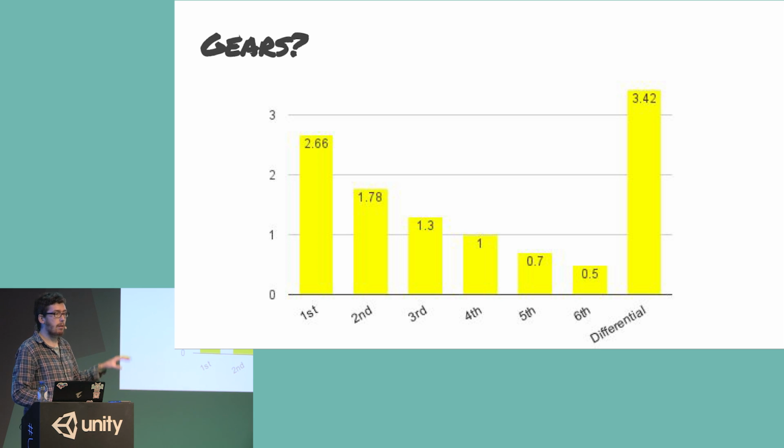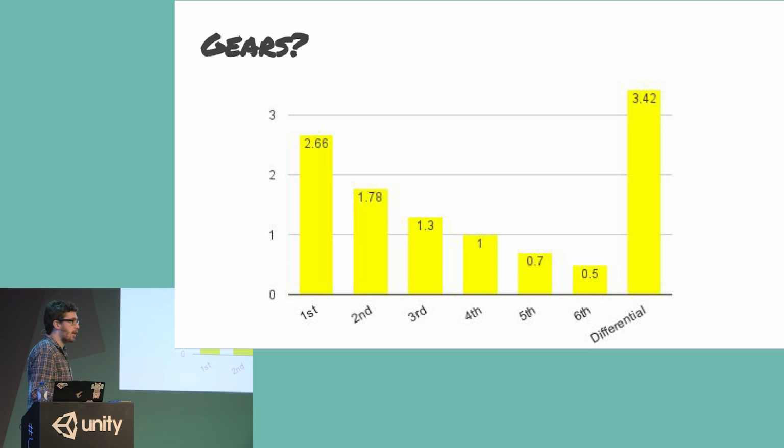The gear ratios in that car. The first gear is the biggest one, and they go down, you can see. And then the last one is the differential, which is more like another gear, but it's not one you change into, it's just one that affects all of the other gears. So these can be thought of as like multipliers.